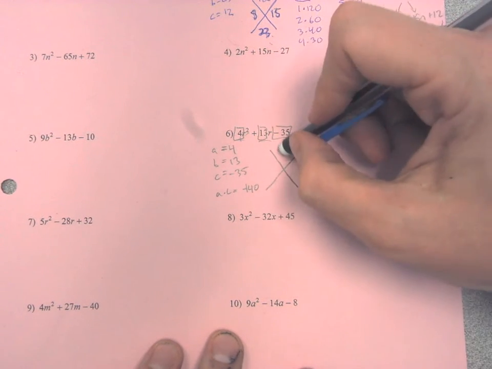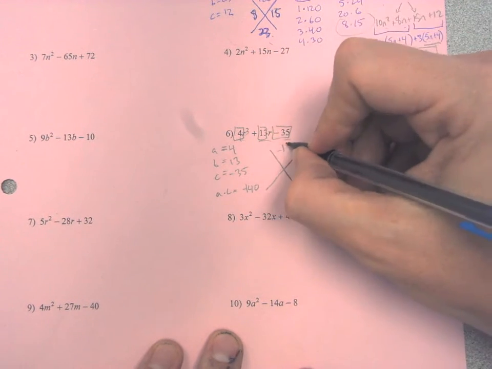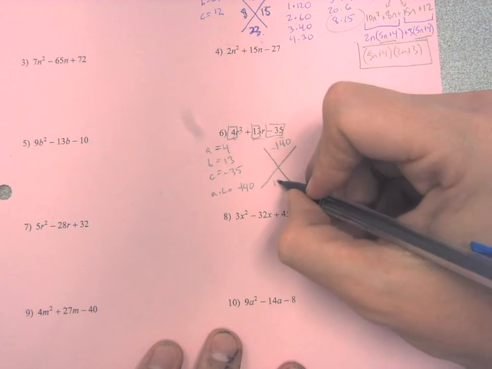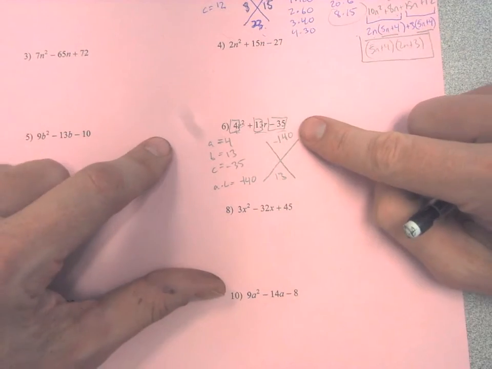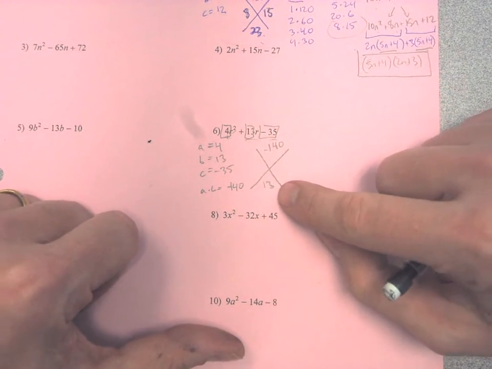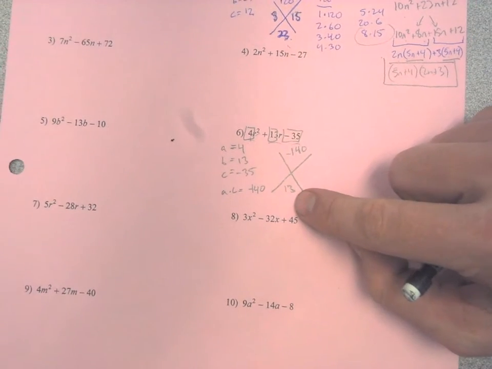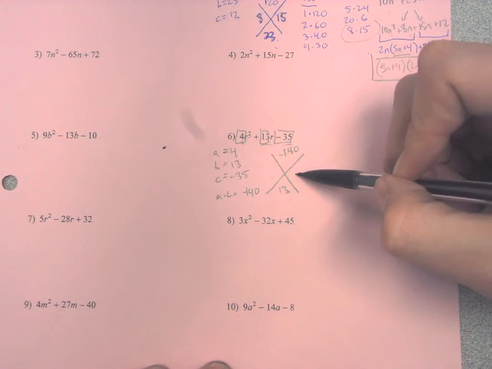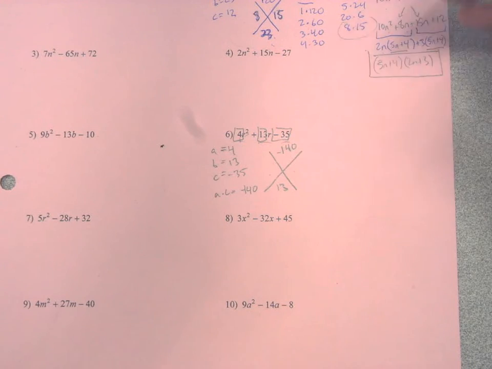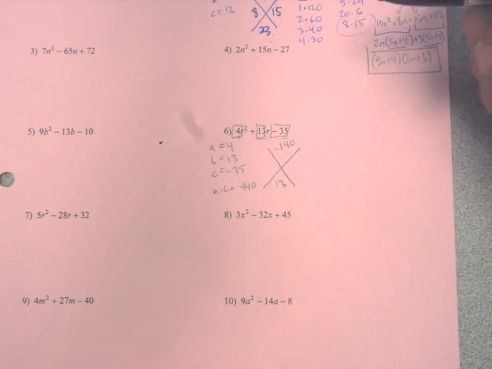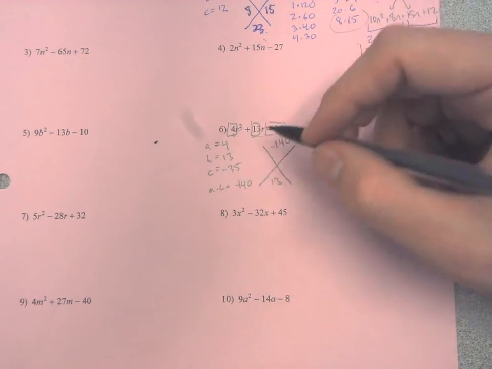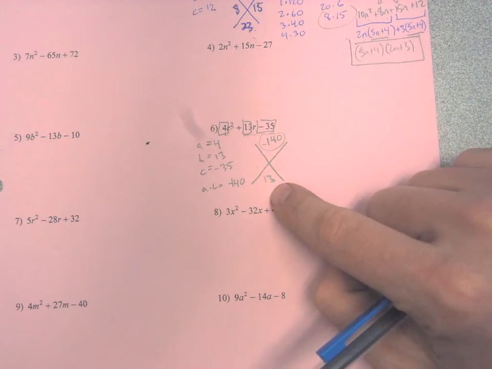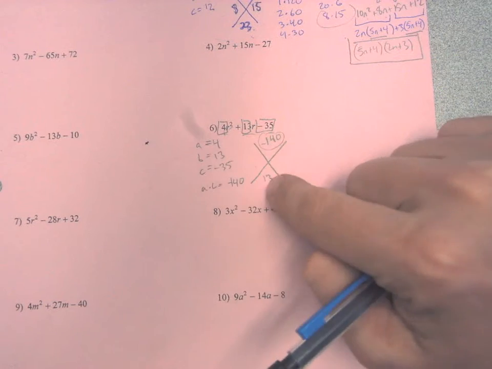Negative 140. Okay, and at the bottom of that we put b, 13. So we want factors of 140 that add to 13 or combine to be a 13 somehow. Actually, one of them is going to be negative and one of them is going to be positive. So we're actually looking for something with a difference of 13. But we're going to look for those magic 2 numbers here. So this number is a times c, and this number is b. So a times c goes up here, b goes here.